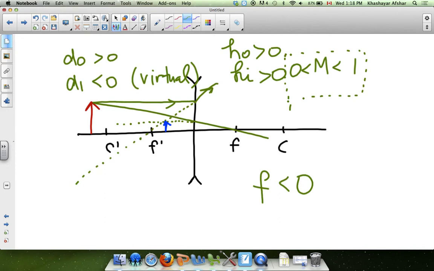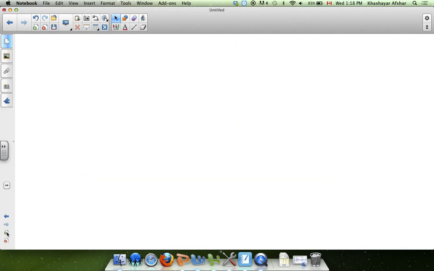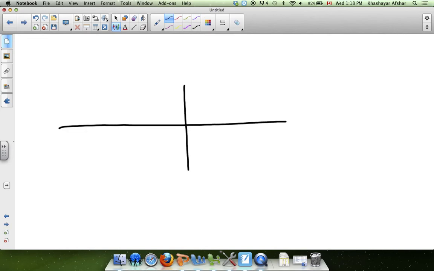All right. So now let's move on, and we'll do the situation where the object is on C. I'm going to draw my principal axis. I have my lens. I have my F and F prime.